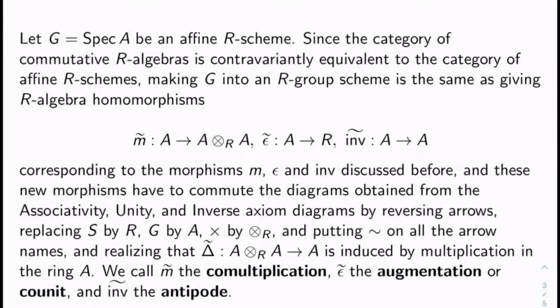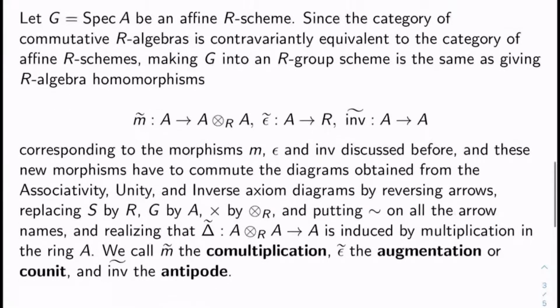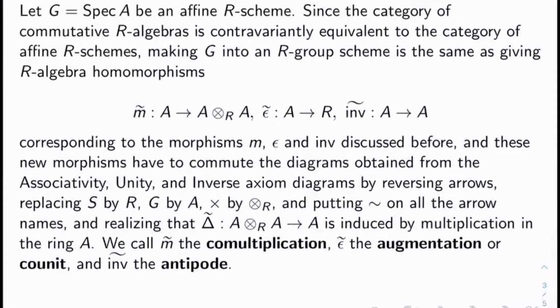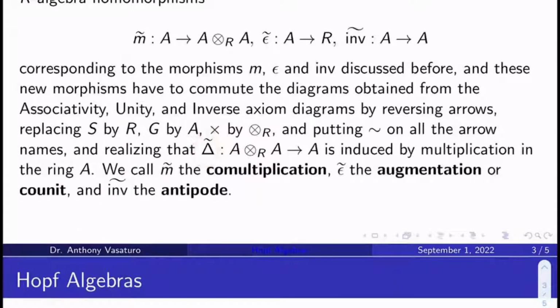And these maps correspond to the morphisms m, epsilon and inv discussed in previous videos. And of course, these new morphisms have to commute the diagrams you obtain from the associativity, unity, and inverse axiom diagrams just by reversing the arrows, replacing S by R, G by A, cross by tensor over R, putting tilde on all the arrow names, and then just recognizing what delta tilde is. Delta was the diagonal map. So what should delta tilde be? Well, it should be induced by the multiplication in A. It should be a map from A tensor A over R to A induced by multiplication.